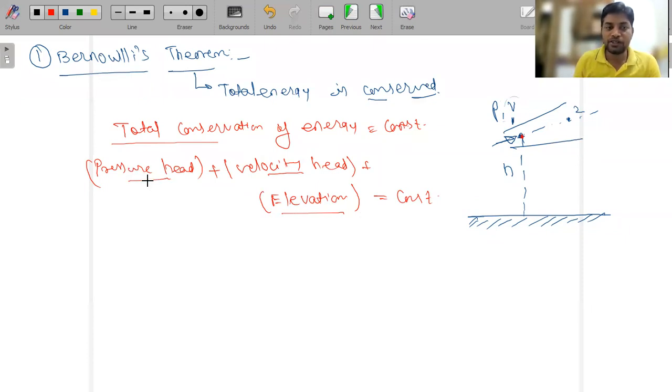So this is the pressure head. At this point, where we have to calculate the total energy, the pressure head will be equal to P by rho g. I will brief you on what these terms are, don't worry. Then the velocity head is V square by 2g. Then the elevation, the height h, and this will be equal to a constant.